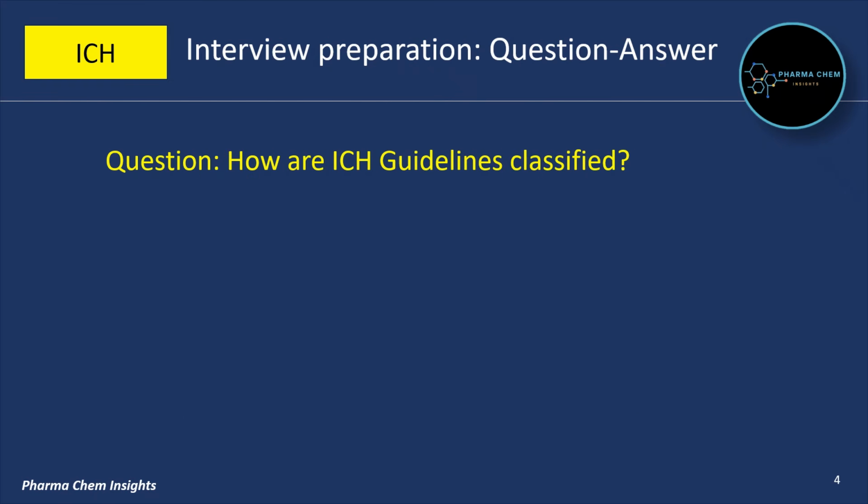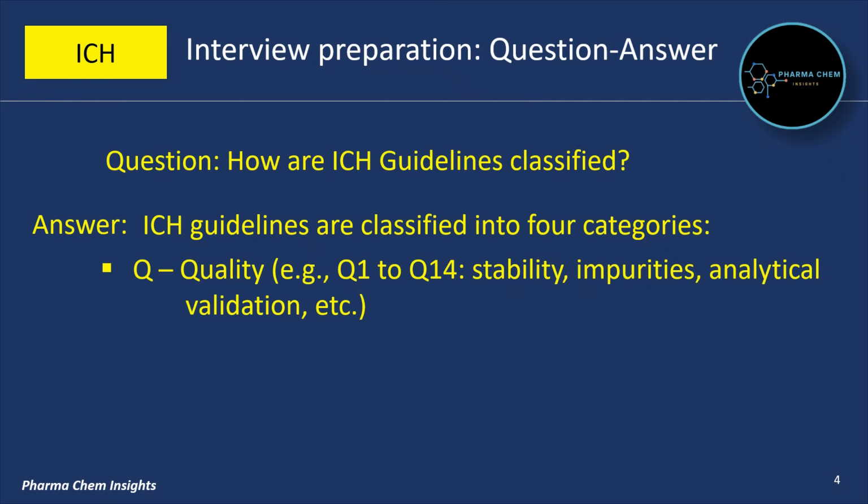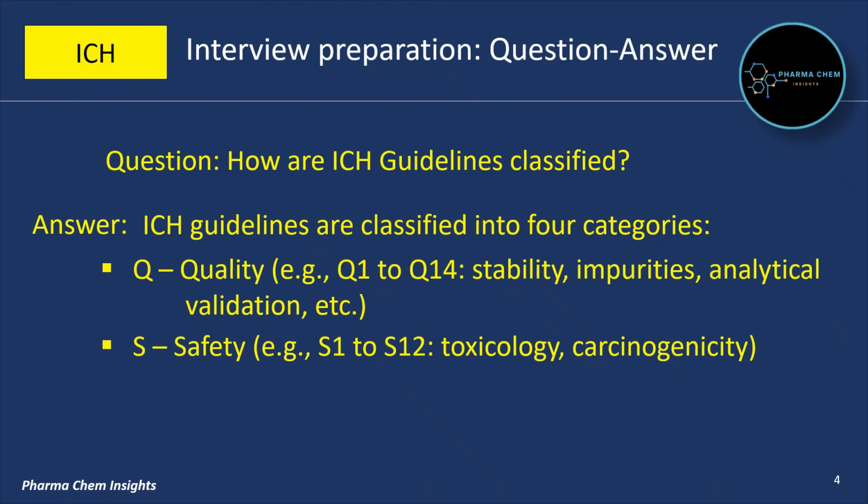Next question, how are ICH guidelines classified? ICH guidelines are classified into four categories. First is Q, that is quality. There are 14 guidelines under this, Q1 to Q14. These are related to stability, impurities and analytical validation, etc. Second is S for safety. There are S1 to S12 guidelines and these are related to toxicology and carcinogenicity.